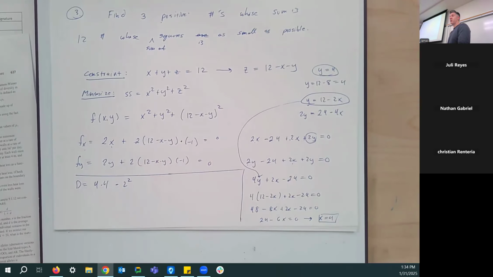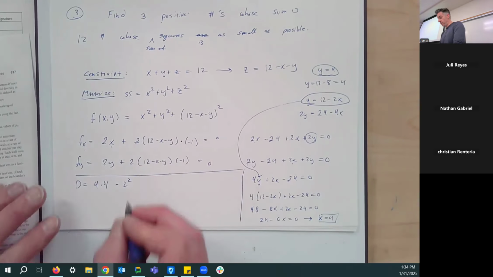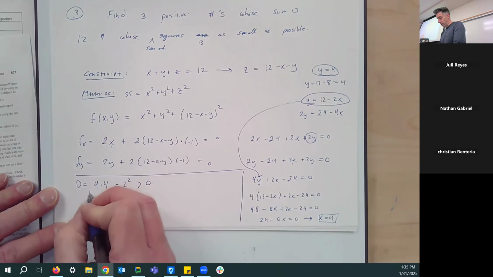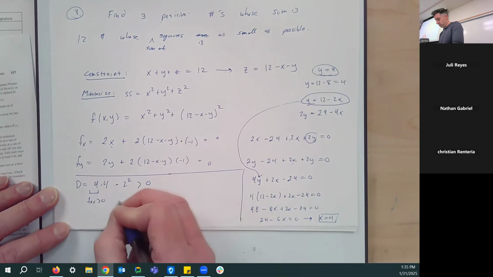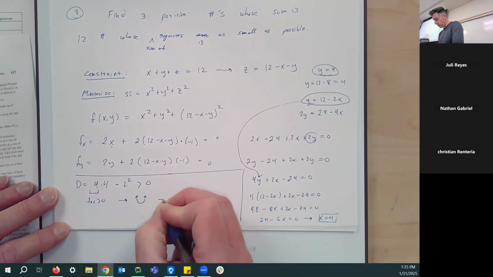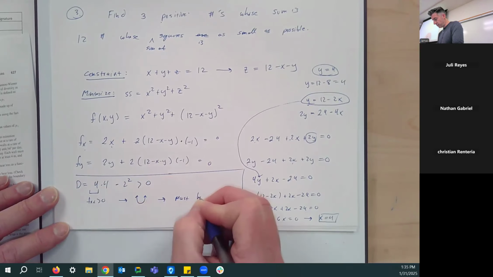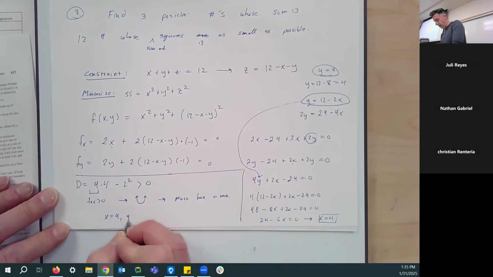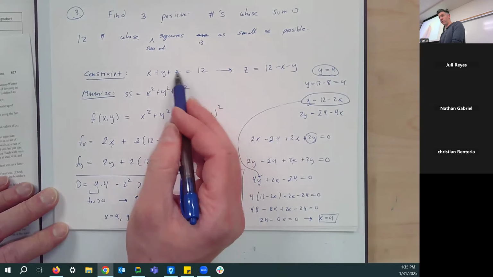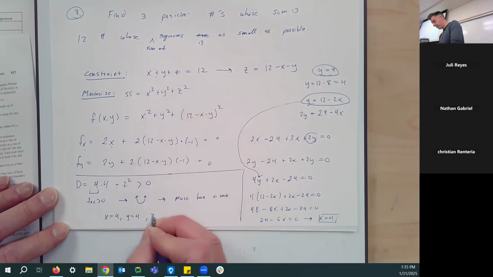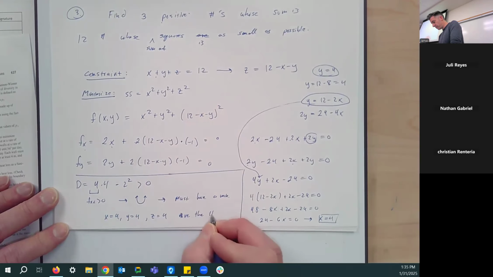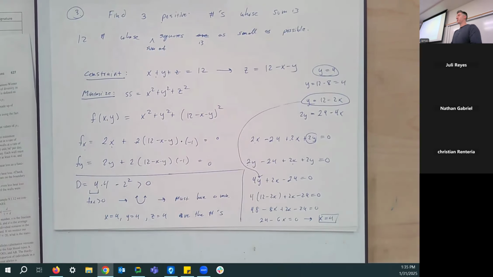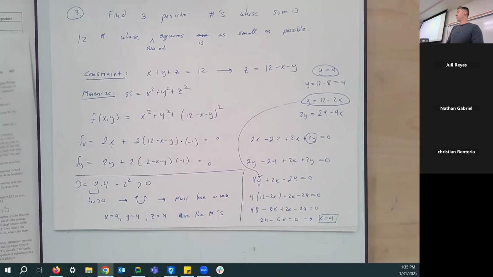And look here, you have no choices. Your D is positive, and your second derivatives are positive, which means you're concave up, which means you have a minimum. So we must have a minimum. So x equals 4, y equals 4, and z equals 12 minus 4 minus 4, which is 4, are the numbers whose sum is 12 and whose sum of squares is minimized.